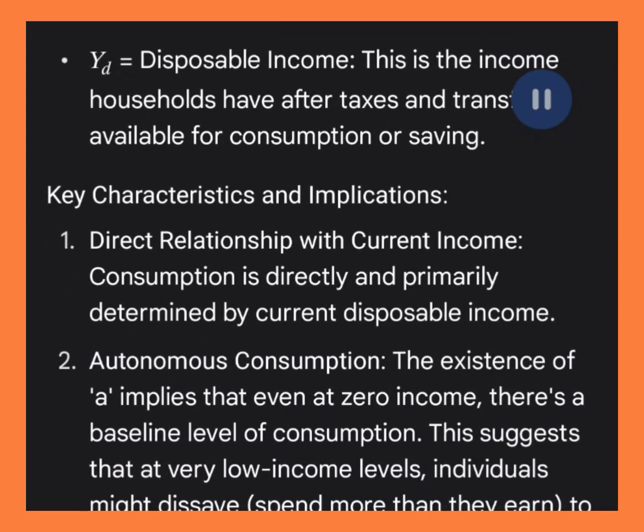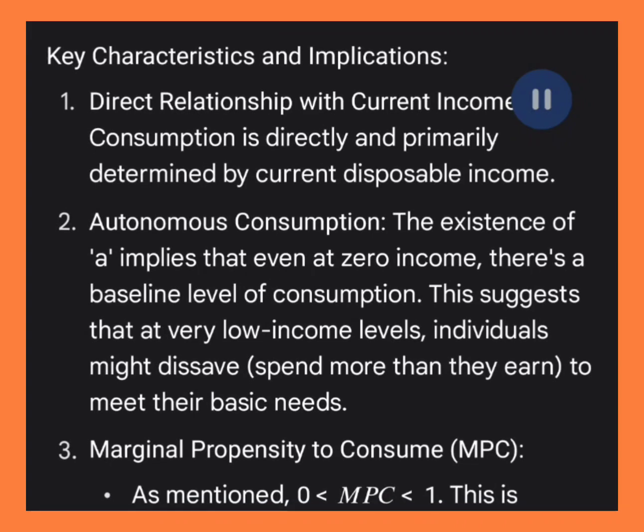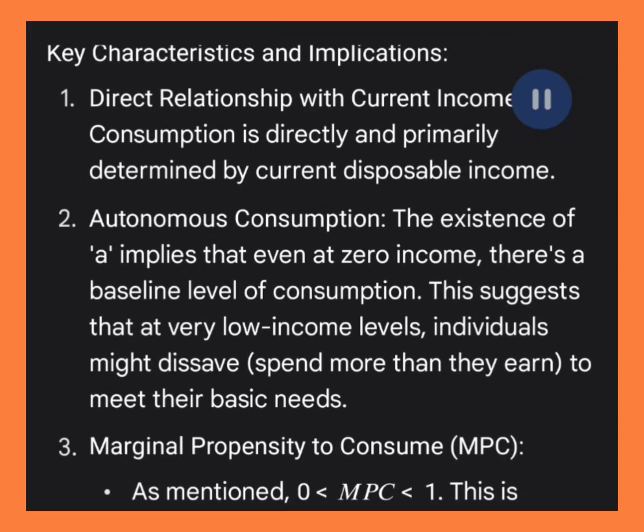Key characteristics and implications. 1. Direct relationship with current income. Consumption is directly and primarily determined by current disposable income. 2. Autonomous consumption. The existence of A implies that even at zero income, there is a baseline level of consumption. This suggests that at very low income levels, individuals might dissave, spend more than they earn, to meet their basic needs.